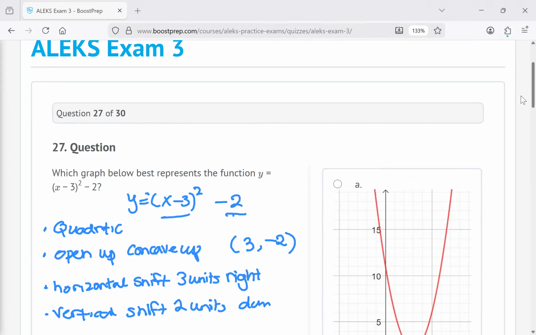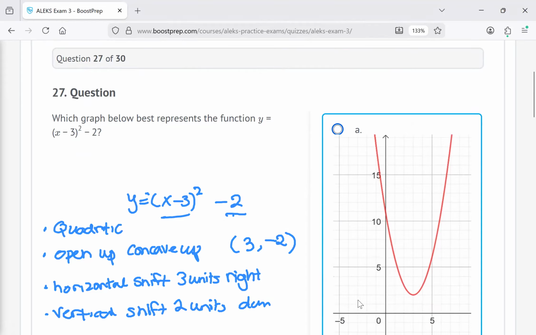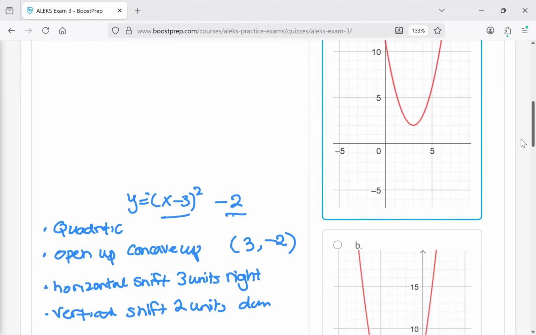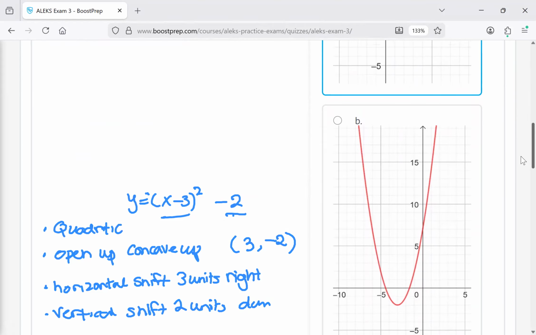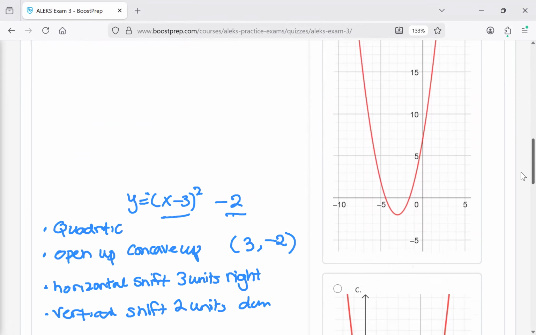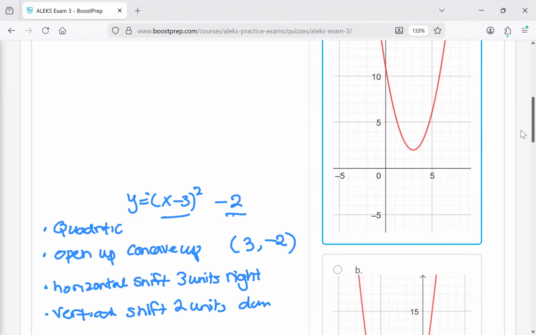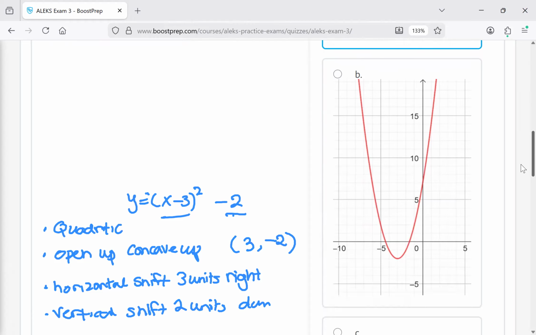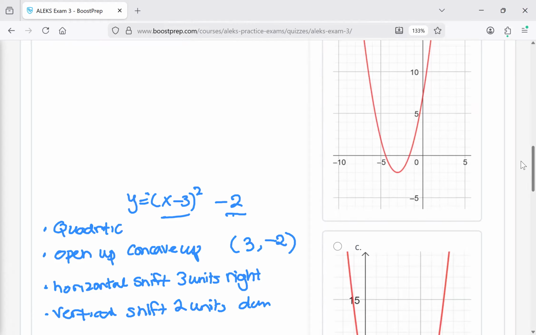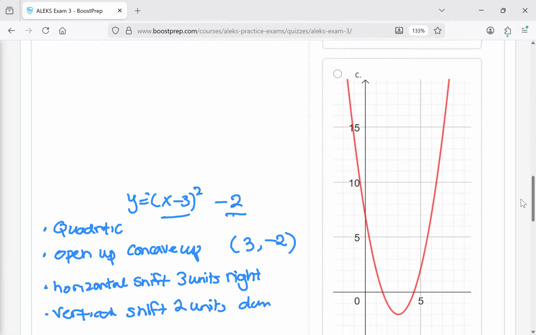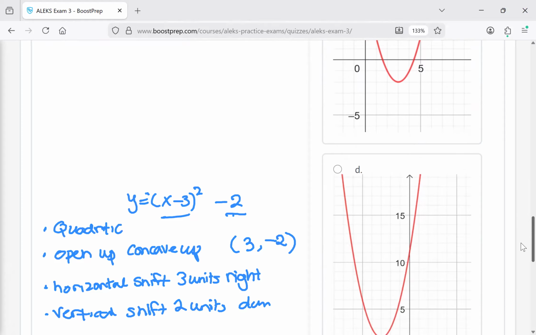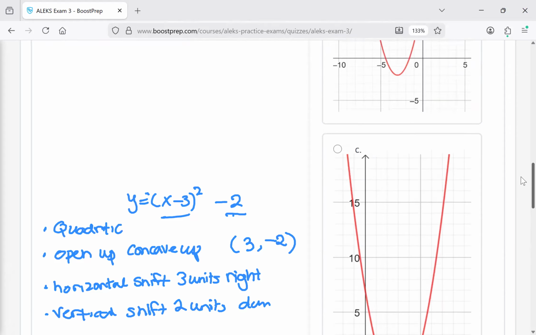Which could that be? Is it A? Let's see. Does it have a vertex 3, comma negative 2? 1, 2, 3. Yes, and it's concave up. Let me check the others. Not B, because it doesn't have a vertex at 3, comma negative 2. Oh, sorry, 3, comma negative 2, not 3, comma 2. So that's not A. It's not B. Maybe C, because it has a vertex of 3, comma negative 2, concave up. C, D, no. So the correct answer is definitely C.